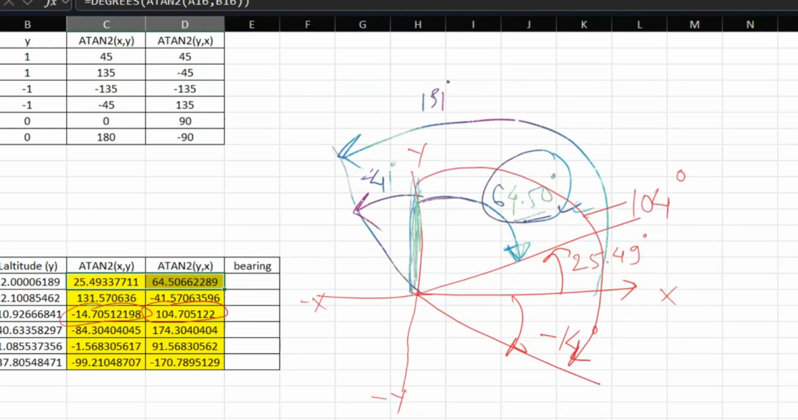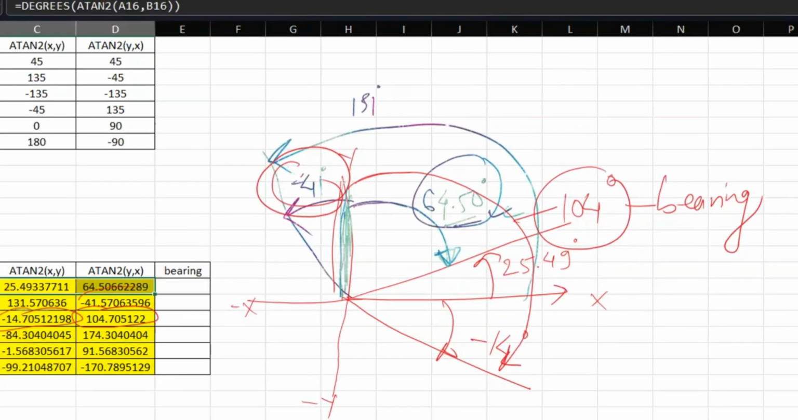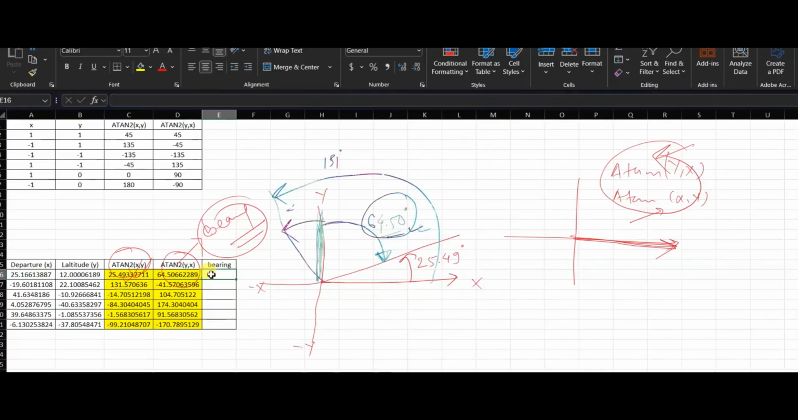So ladies and gentlemen, you can say that if the value is clockwise from this, the positive value is the correct bearing. This is the correct bearing in this case. However, if the value is negative like this, minus 41 for this, then you need to do minus 41 plus 360 degree. Then this value will be the correct bearing.